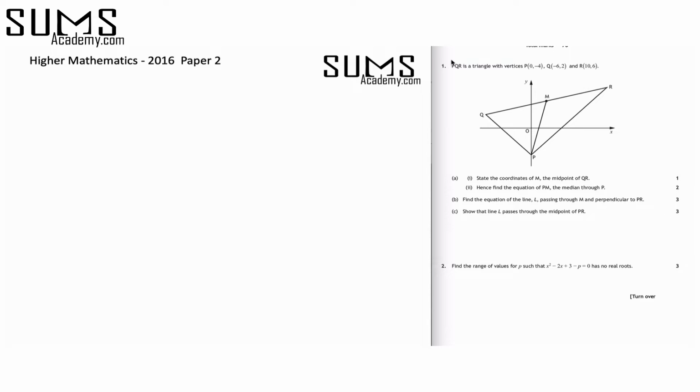So question 1. PQR is a triangle with vertices P (0, -4), Q (-6, 2), and R (10, 6). And we're asked in part A to state the coordinates of M, the midpoint of QR. Okay, so this is pretty straightforward for the first part of the question.